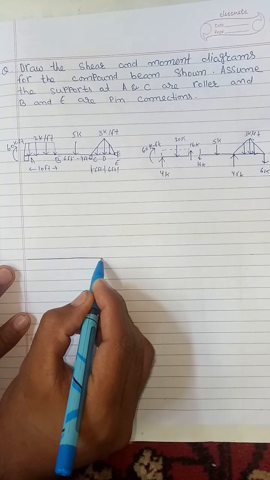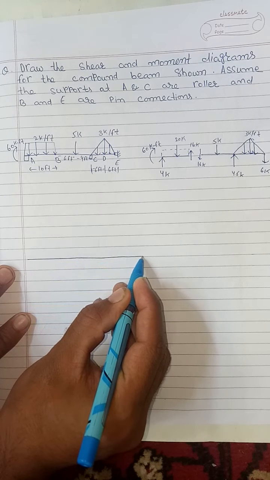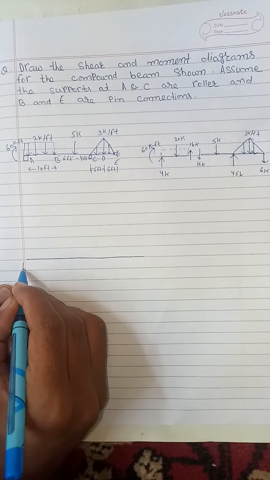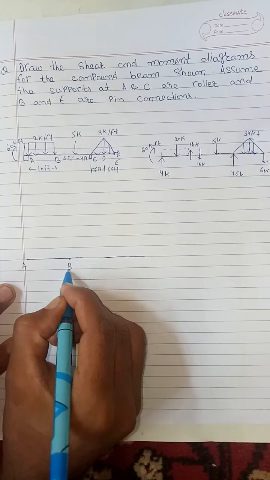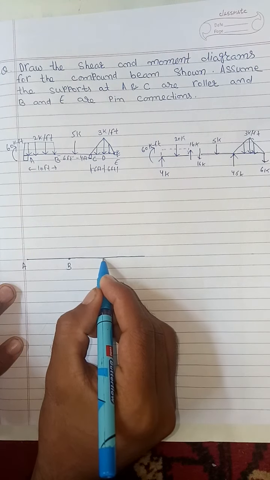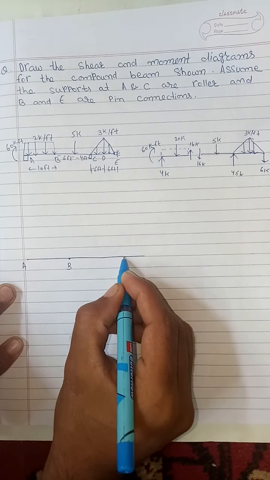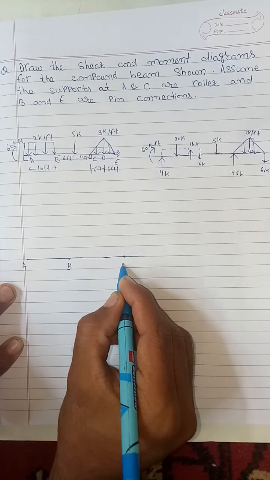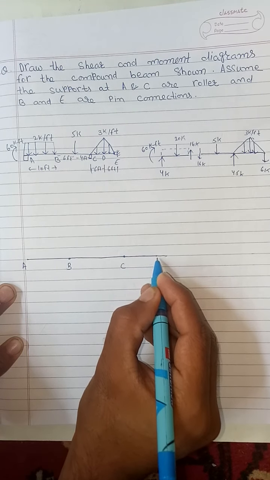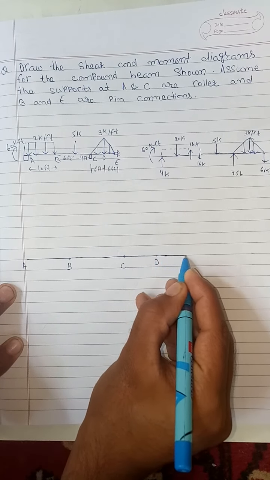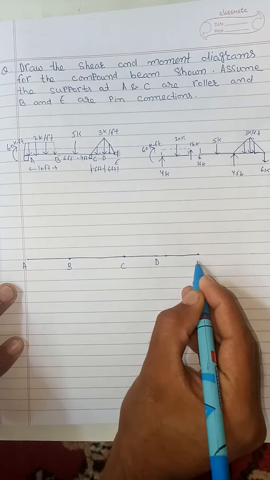I will make a line of equal length here. So this is point A and this is point B after 10 feet, and this is point C here after 10 feet, and this is point D, and finally here is point E.